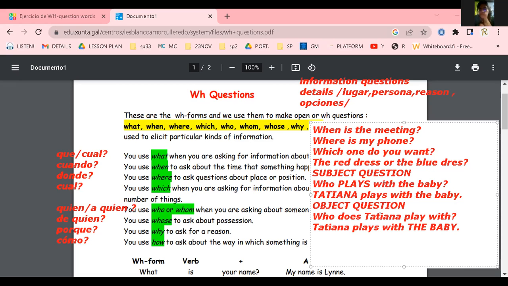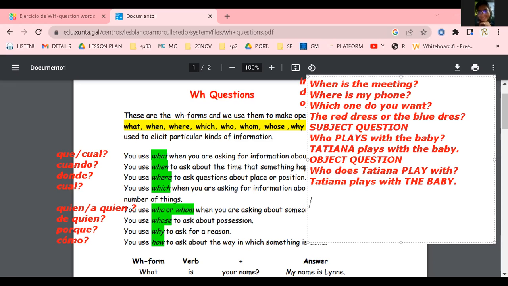Cuando es una subject question, ¿quién juega con el bebé? Tatiana, y es correcto. Pero veamos aquí la segunda. Who does Tatiana play with? Acá el verbo no lleva s porque lleva un verbo auxiliar. Entonces en las object questions no vamos a hacer lo que hicimos acá. Esto solamente pasa con who. Nada más recuerden que en la subject question va who y después va un verbo. Who tiene dos funciones: pregunta de sujeto o pregunta de objeto. Pero eso nada más se lo doy como información adicional, no se aflijan.